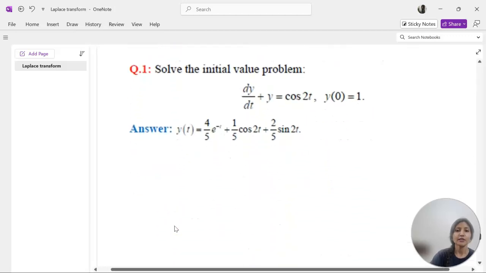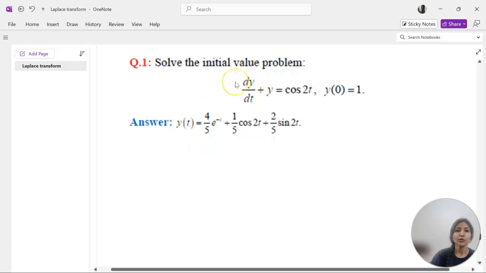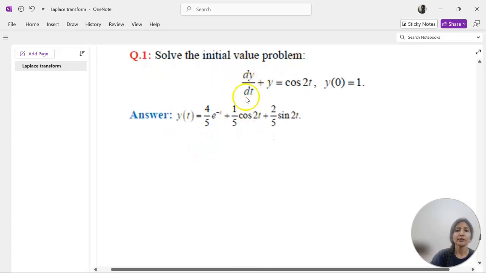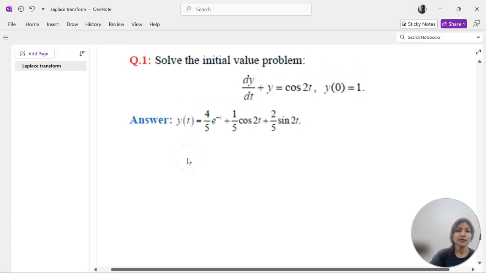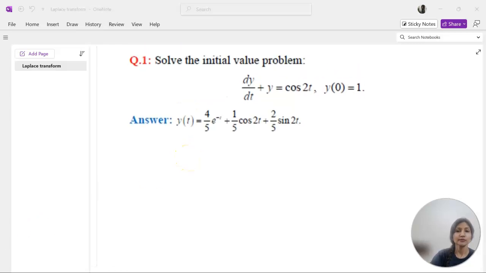So here we have this problem. It is an initial value problem: dy by dt plus y is equal to cos 2t, and y at 0 is given to be 1. So we can quickly solve the problem. The first step will be to take the Laplace transform on both sides. So let it be 1. You take the Laplace transform on both sides.